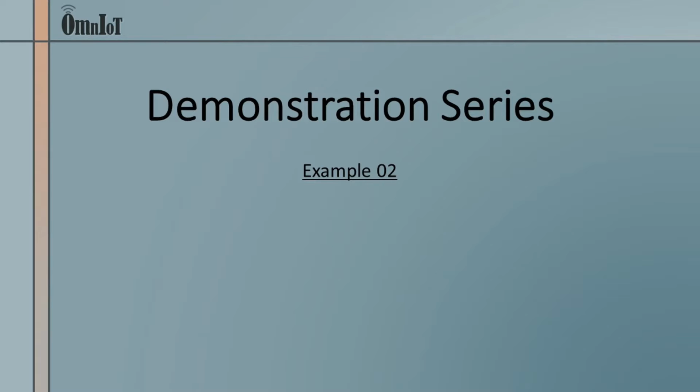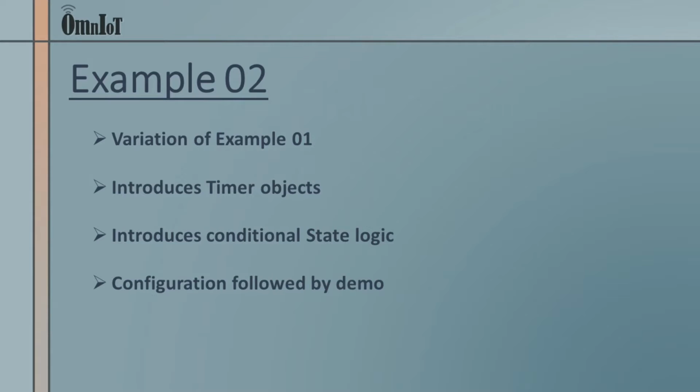In this scenario, we'll present a slight variation on the demonstration presented in example 1. We'll introduce the use of timer objects as well as illustrate how state logic can be used to conditionally control the execution of Soft Hub rule objects. And as with the first example, after we build our configuration file, we'll actually load it into our device and do a quick live demonstration.